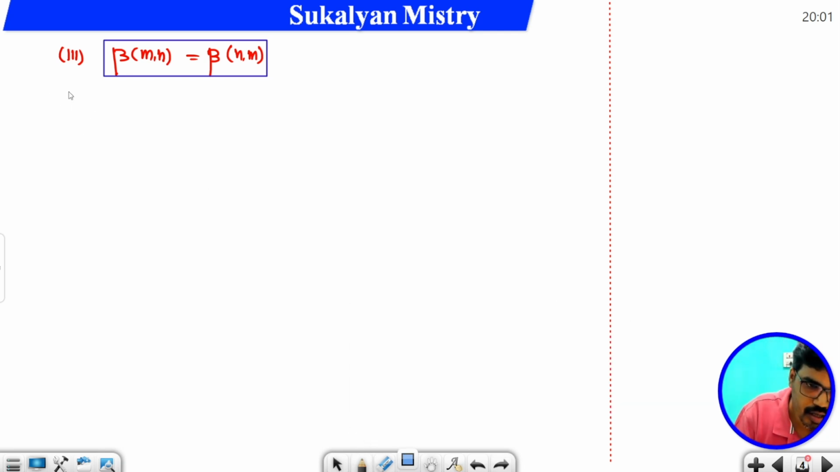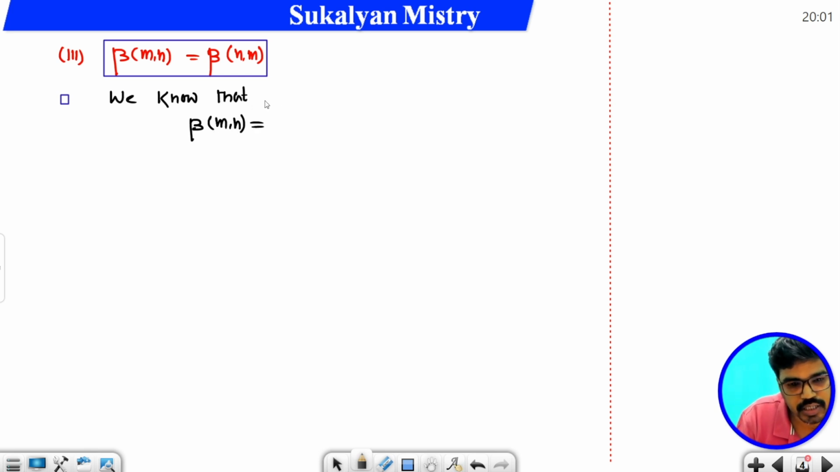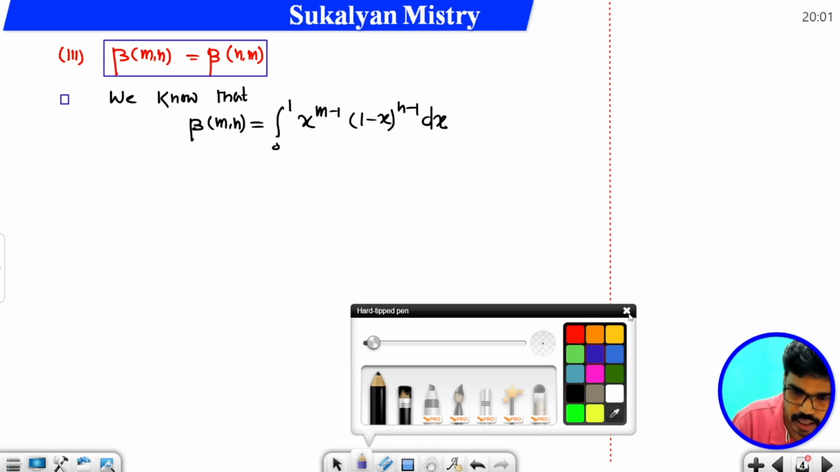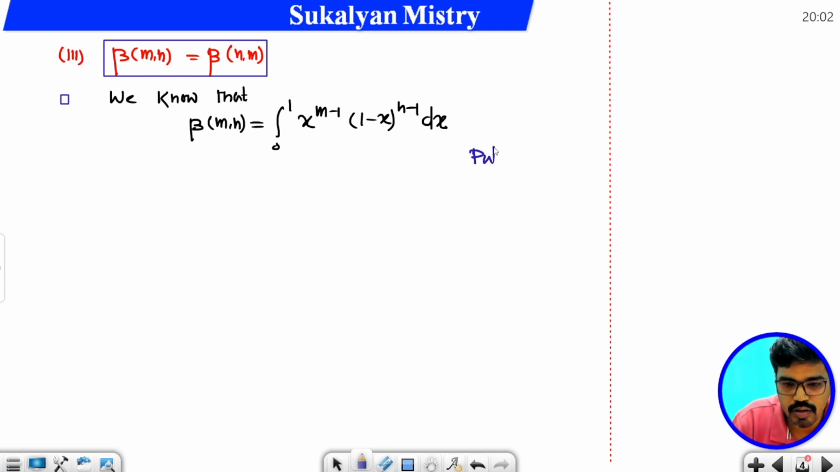Proof: we know that beta m comma n is equal to the integration from 0 to 1 of x to the power m minus 1 into 1 minus x to the power n minus 1 dx, right? So we put 1 minus x is equal to u. Therefore minus dx is equal to du.